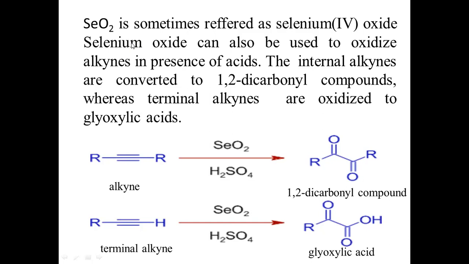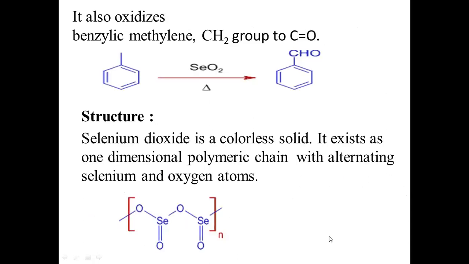Selenium dioxide can also be used to oxidize alkynes and terminal alkynes in presence of acids, such as sulfuric acid. So, in presence of sulfuric acid or acids, selenium dioxide oxidizes alkynes into 1,2-dicarbonyl compounds, and if you take terminal alkynes as the reactants, selenium dioxide under acidic conditions will give glyoxylic acid. Now, it can also oxidize.